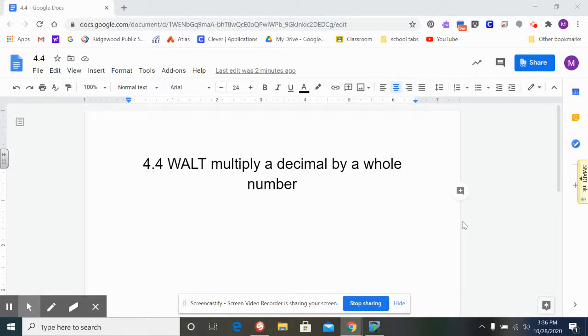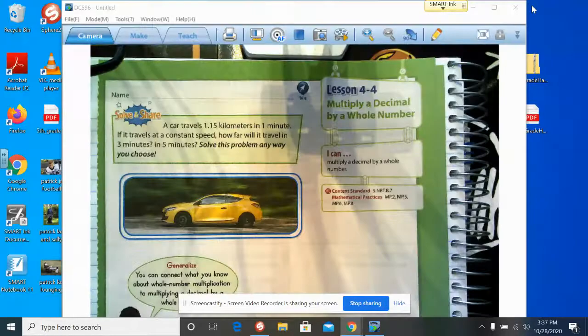Today in math, we're going to do some traditional multiplication of decimals. And I think you'll see that you kind of already know what you're doing, but we are going to do a practice day of multiplying decimals. So if you would please write down the WALT, 4.4 WALT, multiply a decimal by a whole number, and then join me in the lesson.